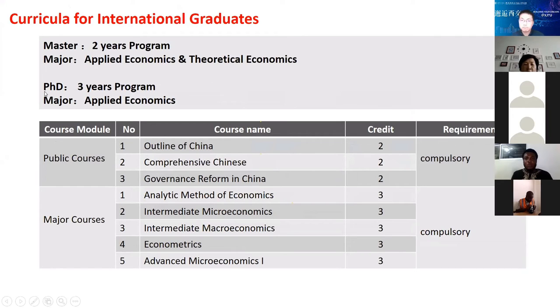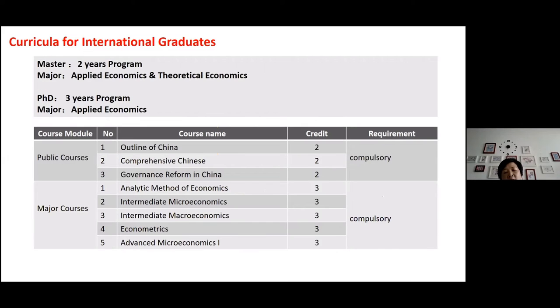And also, our PhD program lasts about 3 years, and most of the students cannot quickly get the PhD in 3 years. Maybe it still needs 4 or 5 years. So the major is just applied economics. So these are the basic public courses of our master students, like the outline of China, comprehensive Chinese governance, and reform in China. These are the compulsory public courses for you to understand the Chinese economy.